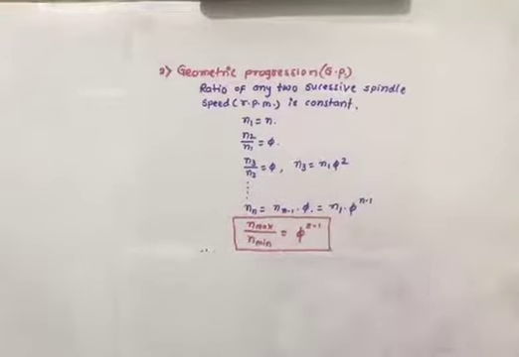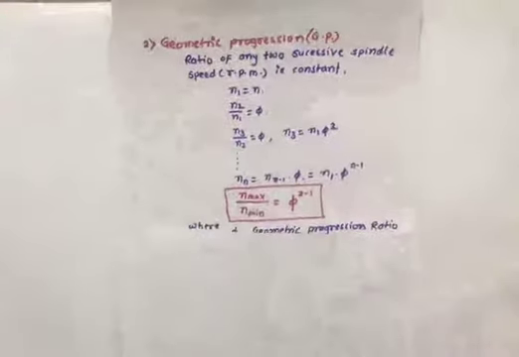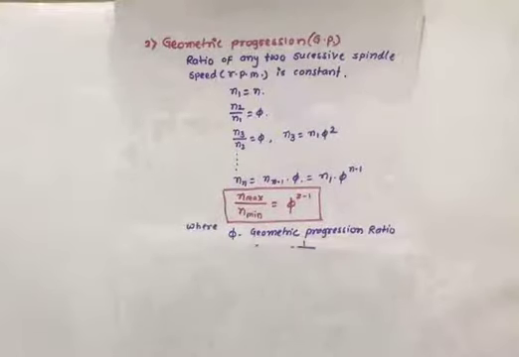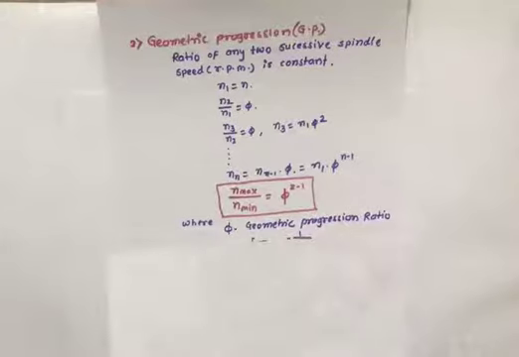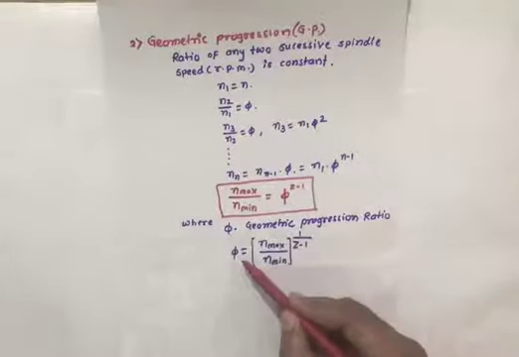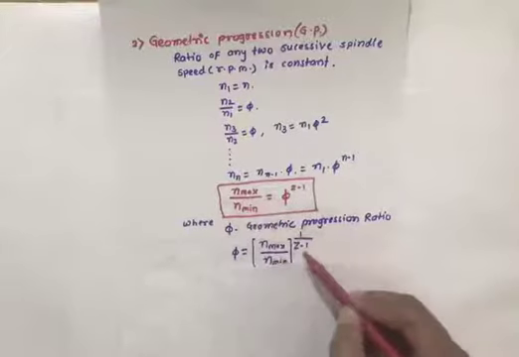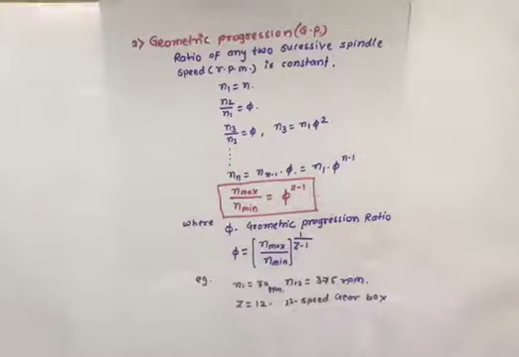z is the number of speed steps, that is 12 speed gearbox, 6 speed gearbox, 9 speed gearbox, where φ is the geometric progression ratio. There is another form: φ is calculated as φ is equal to n max by n min raised to 1 upon z minus 1.